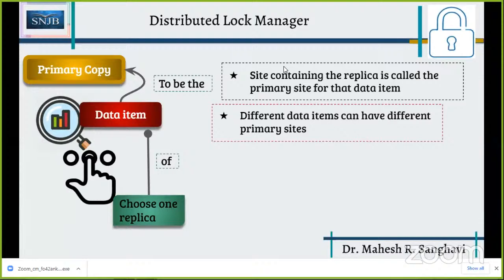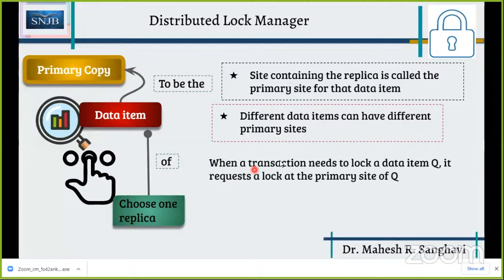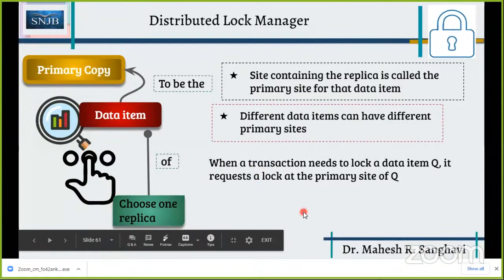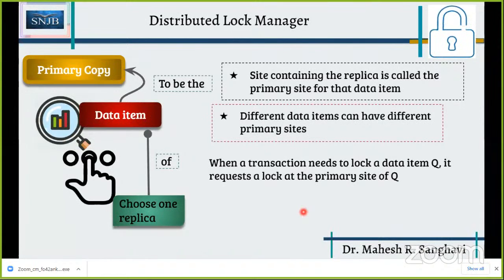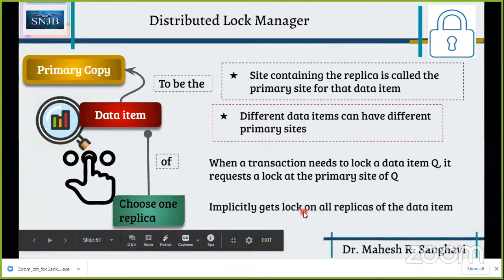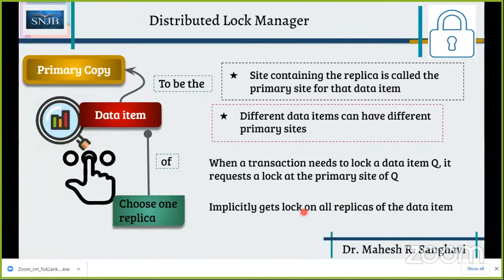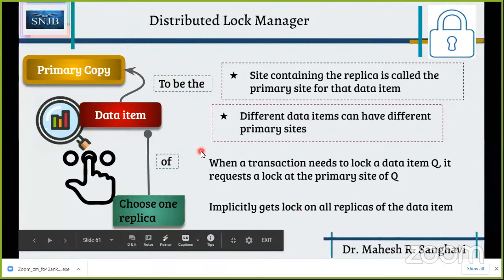To solve that issue, we are talking about the distributed lock manager, and in that there are various approaches, and from that today we are learning the primary copy approach. With this approach, when a transaction needs a lock on any data item, we need to send the request to the primary site. That manager will observe whether the lock can be given, and if so, it will lock that particular data item as well as all the replicas of that data item. That's the beauty of the primary copy approach.